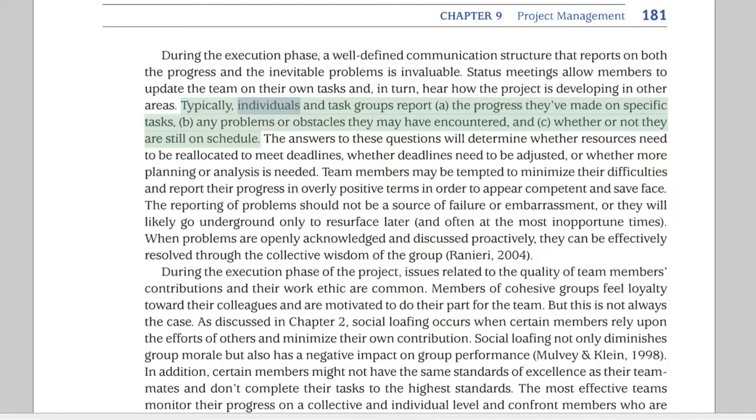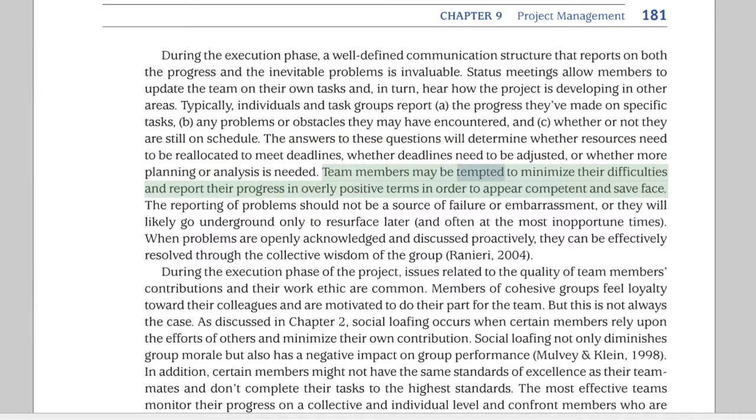Typically, individuals and task groups report A. the progress they've made on specific tasks, B. any problems or obstacles they may have encountered, and C. whether or not they are still on schedule. The answers to these questions will determine whether resources need to be reallocated to meet deadlines, whether deadlines need to be adjusted, or whether more planning or analysis is needed.